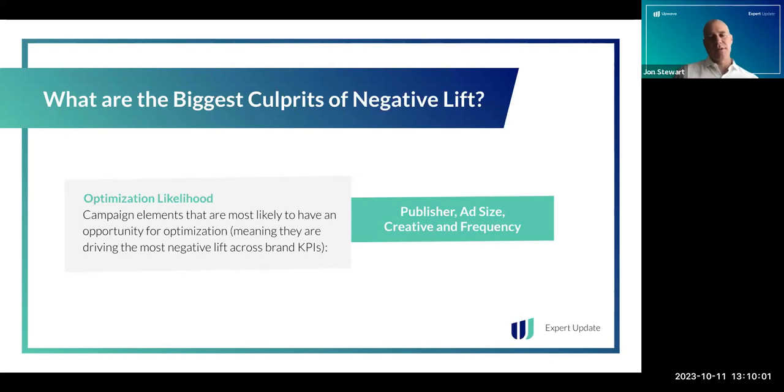Awesome. So I guess just to make this clear, when we say optimization likelihood, we mean maybe something that is most likely to drag the campaign down. Like, for example, an ad size that's not doing well, or potentially a publisher. Is that right? Yeah, so we're going to be talking about elements that are showing up very frequently, campaign in and campaign out, as having changes that can improve the performance of your campaign. Got it.